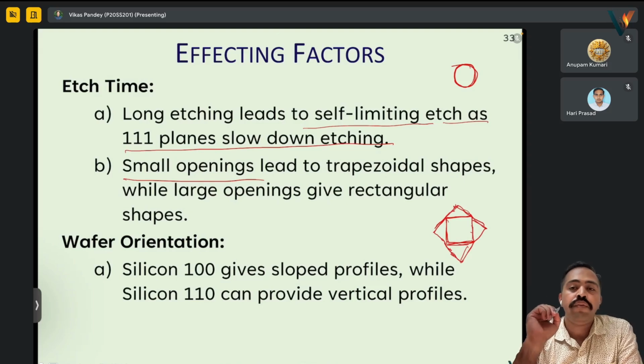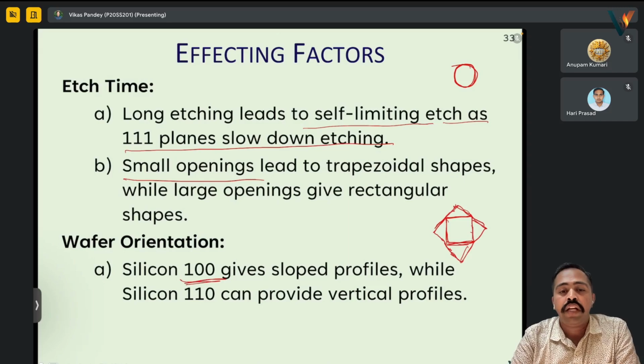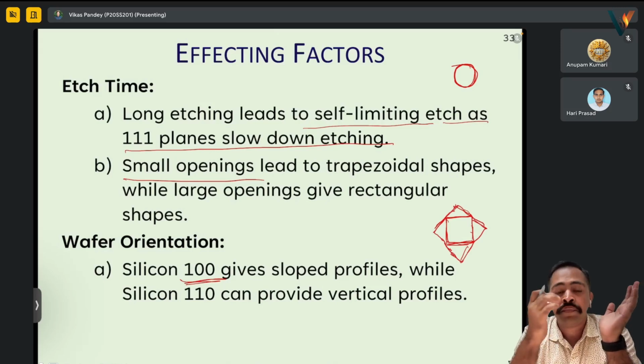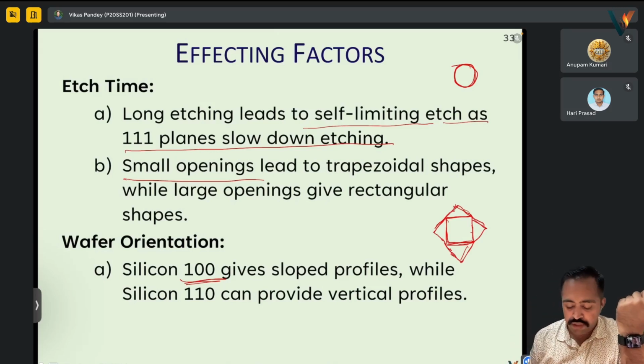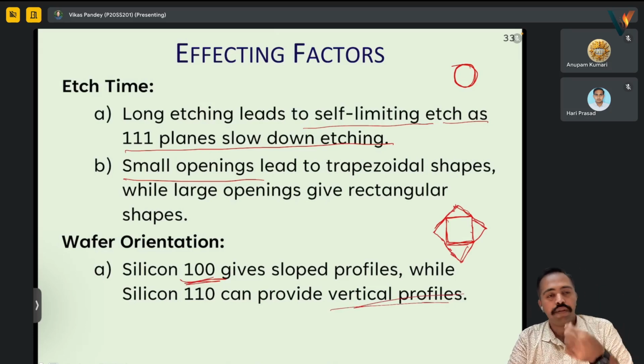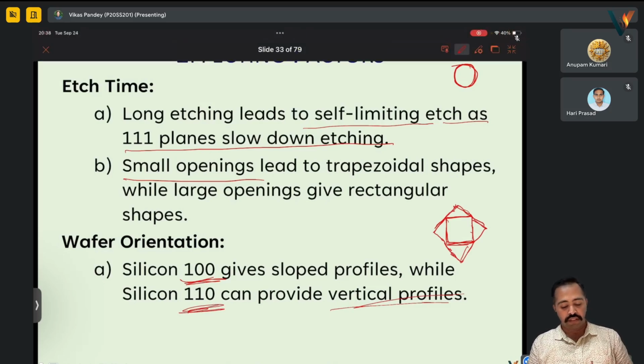So if we are starting with 111 silicon, it will give a slope profile of 54.7 degrees. Whereas if we want a vertical profile, the profile verticality should be a bit better than this. We can start with 110 silicon.